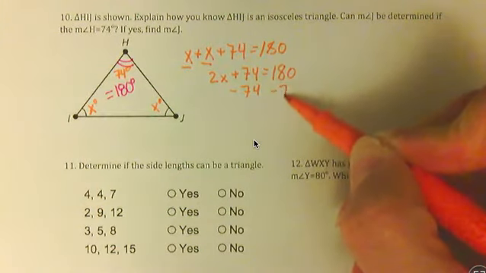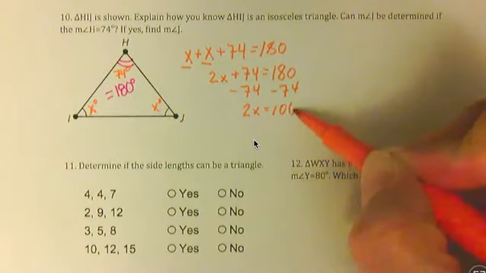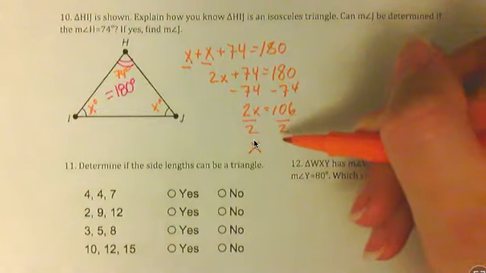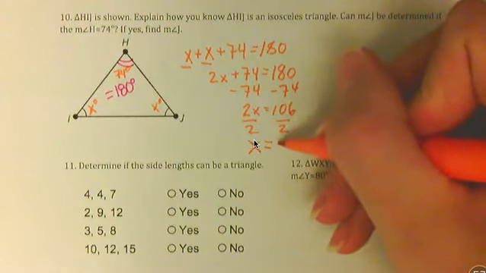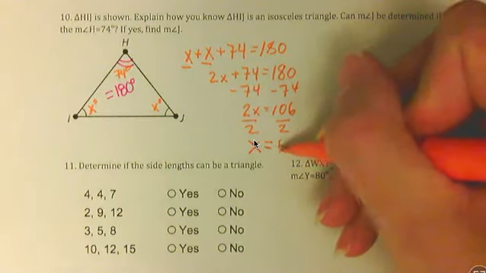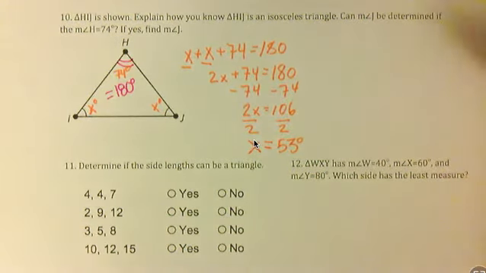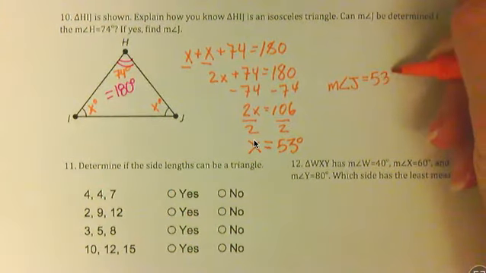subtract 74 from both sides, divide both sides by 2, and x equals 53. So the measure of angle J is 53 degrees.